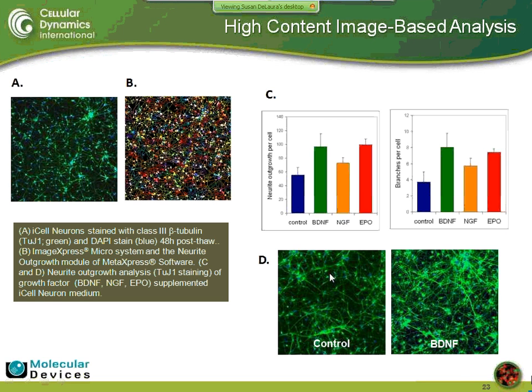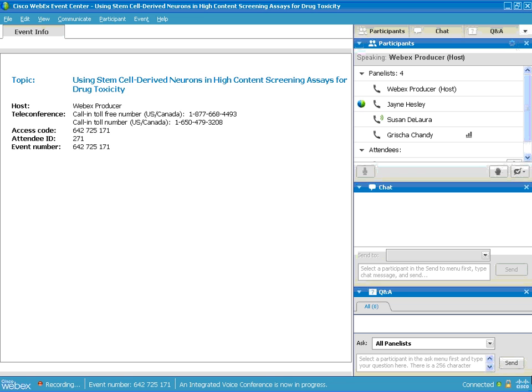And you can see that it made a significant difference over a 2-week period. The number of neurites grew much more densely. And with that, I'm going to turn the presentation over to Jayne Hesley for her to dive more into other high-content image-based assays.